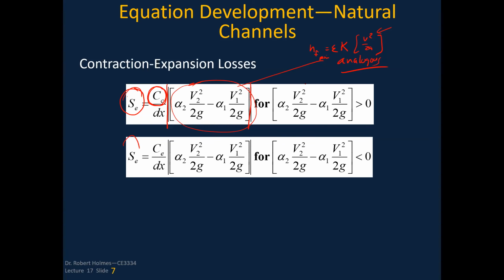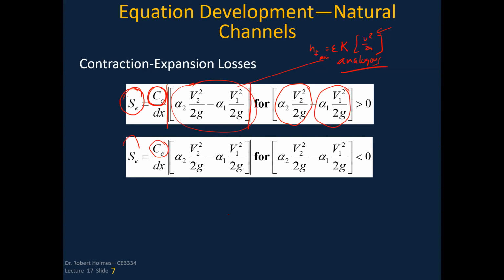And you'll notice here that when the velocity head downstream is greater than the velocity head upstream, that's going to be a contraction. And here, where the velocity head downstream is smaller than the velocity head upstream, that's going to be an expansion. So you'll see C sub C and C sub E, and those are going to be different values.